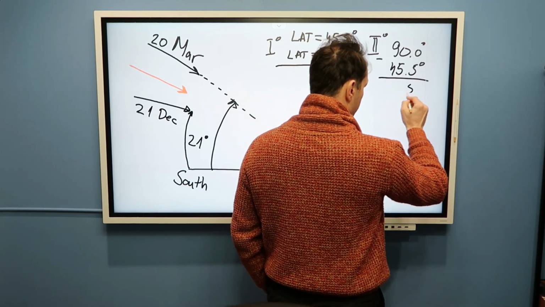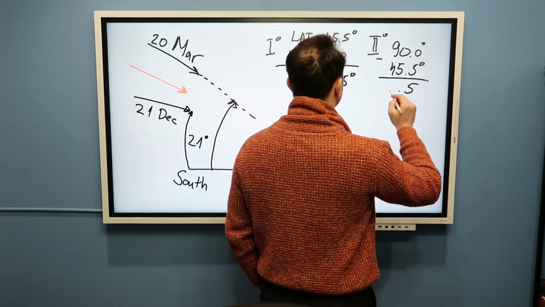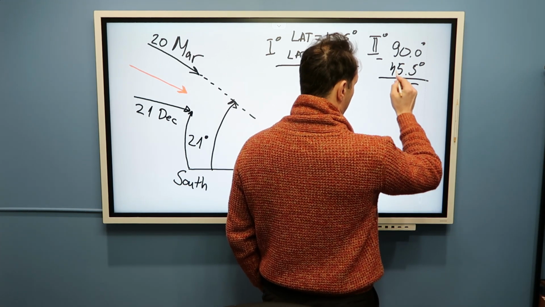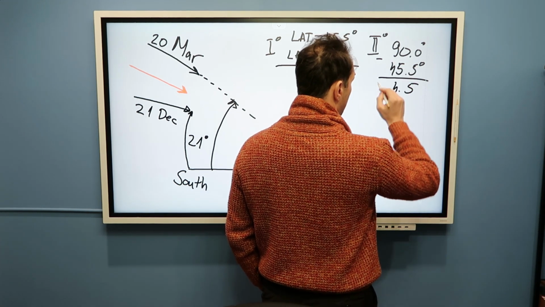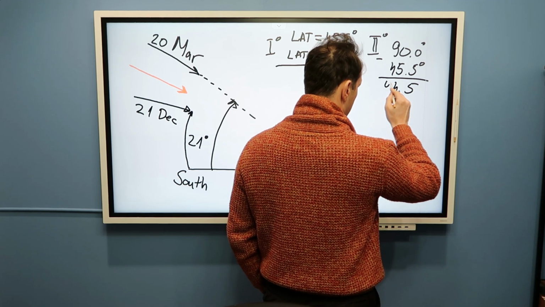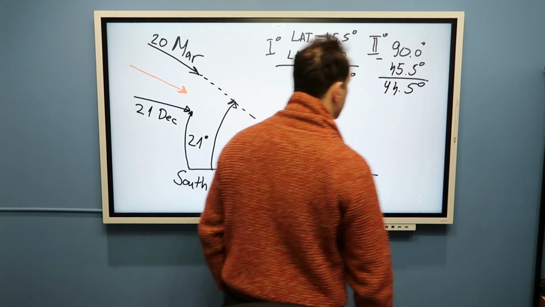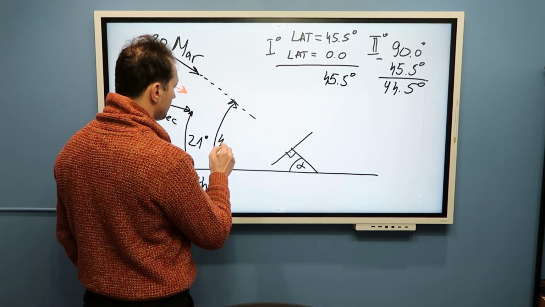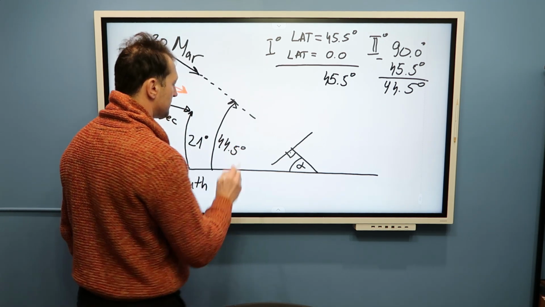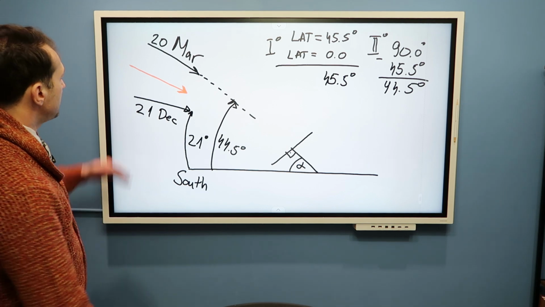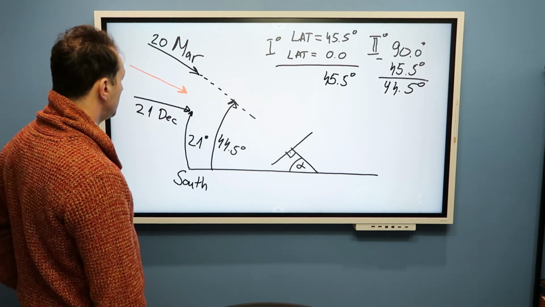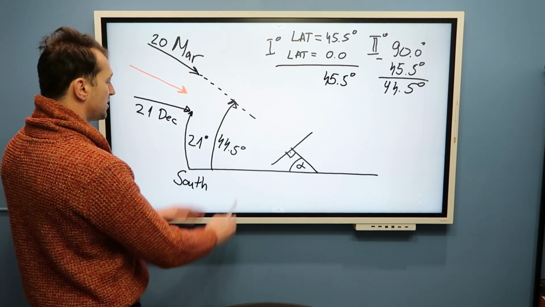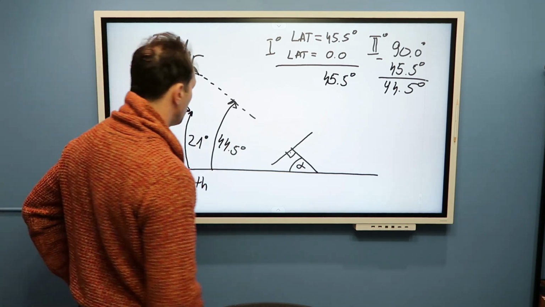Five to 0 is 5. 5 and 1 is 6, up to 10 is 4. 4 and 1 is 5, up to 9 is 4. So the answer is 44.5 degrees. So this angle over here is 44.5 degrees. And now we want to find the angle of the red ray, which is the average of these two numbers. To find average, I sum them and divide by 2.